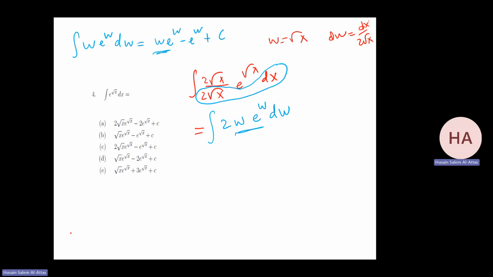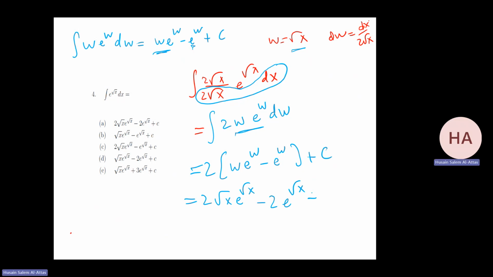Differentiate this. That will be e^w, which will cancel with this one, plus w e^w, which is what we have. So that will be 2 times (w e^w minus e^w) plus C. Change w to square root of x. So that will be 2 square root of x e^(square root of x) minus 2 e^(square root of x) plus C, which is this one.